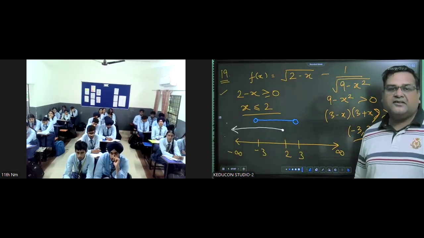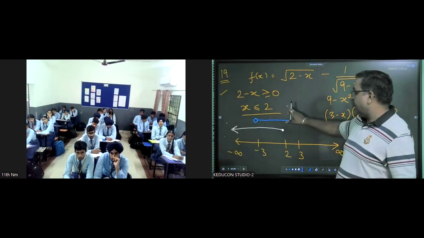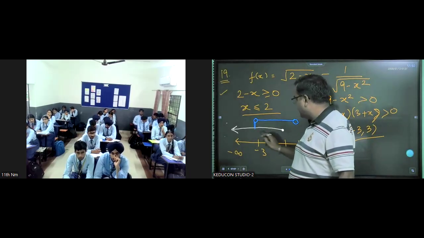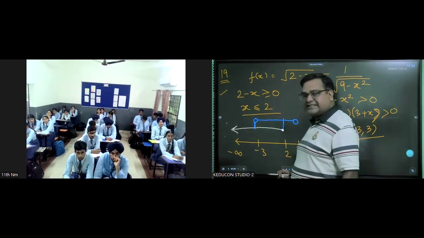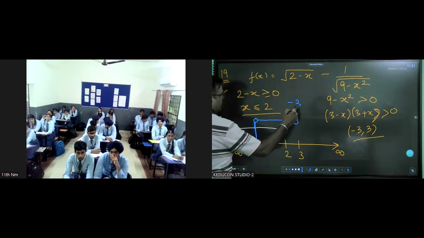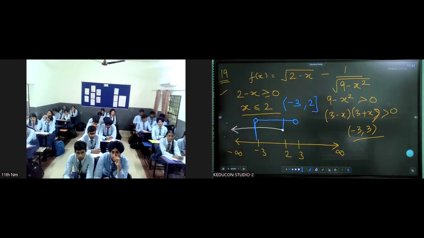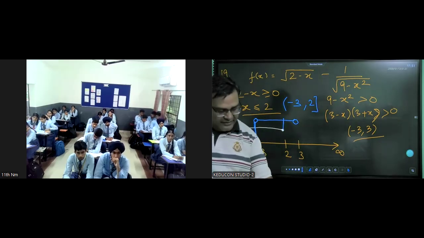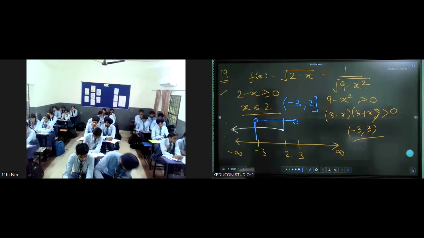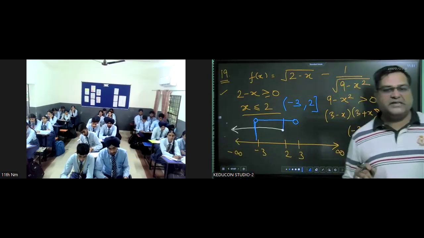Here. Now what you have to take? You have to take the intersection of both. What will be the intersection of both? Here it is this, here it is this. This is the intersection. Now what is this point? This point is -3 in the open interval. This point is 2 in the closed interval. So this will be the domain. Is this clear? Yes. Clear? Any doubt, please let me know. Anything not clear, please let me know.